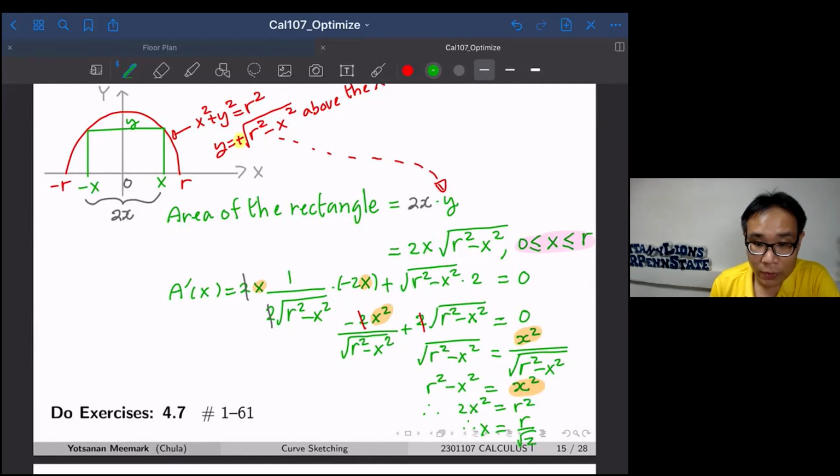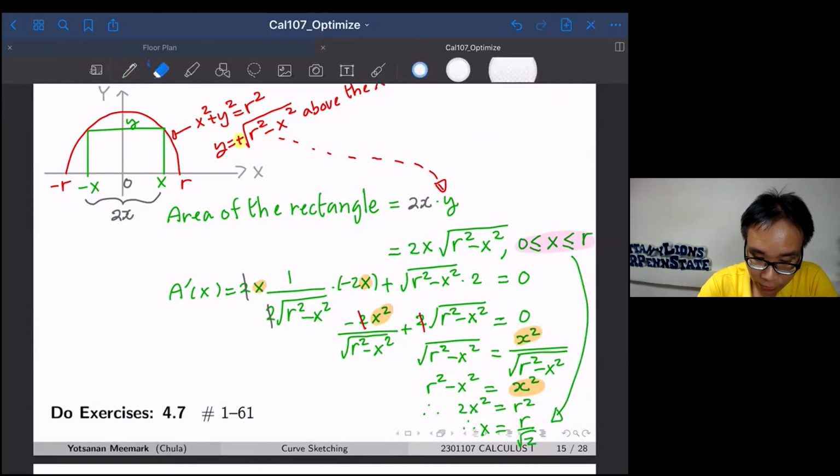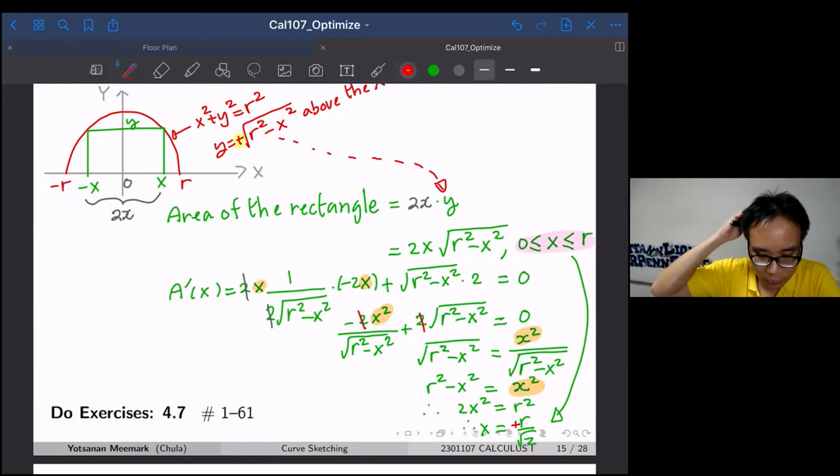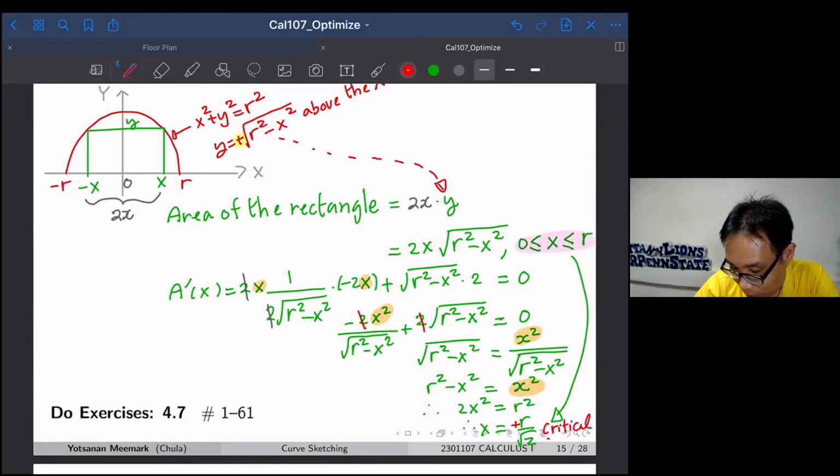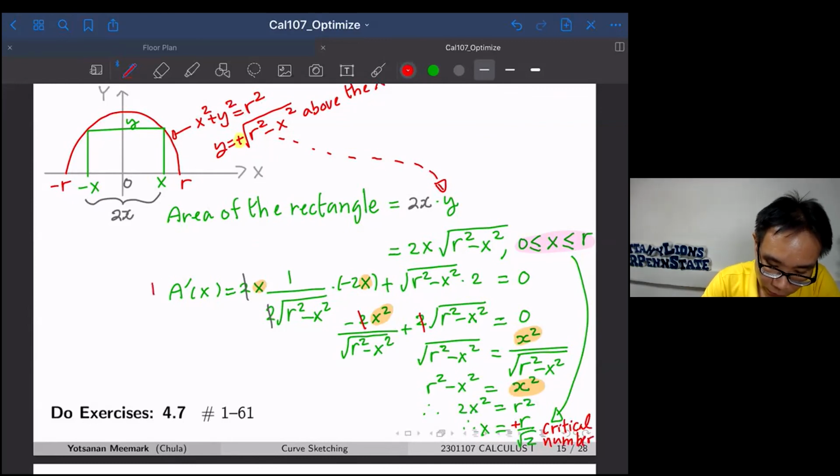And we have only x positive, so I'm going to write the plus sign to indicate that. So you get x equal to r over root 2, and this is your critical number. So this is the first step.